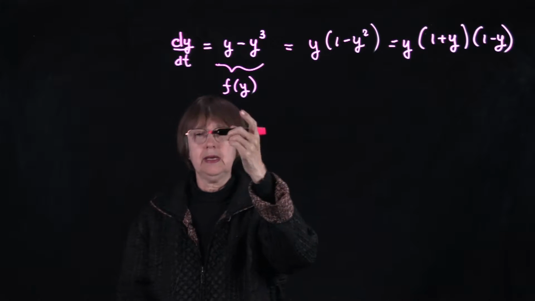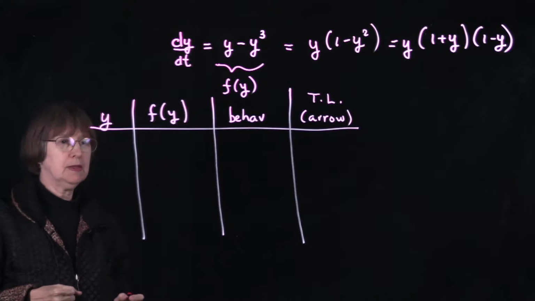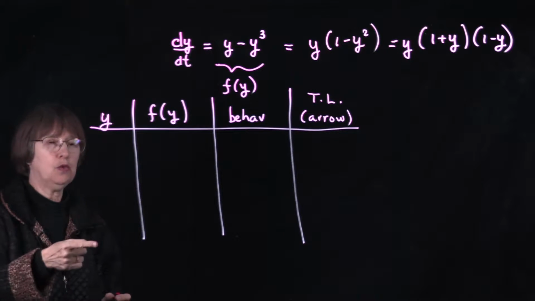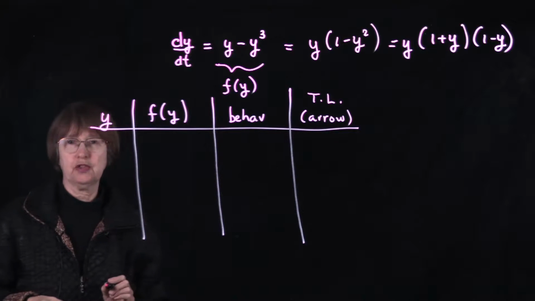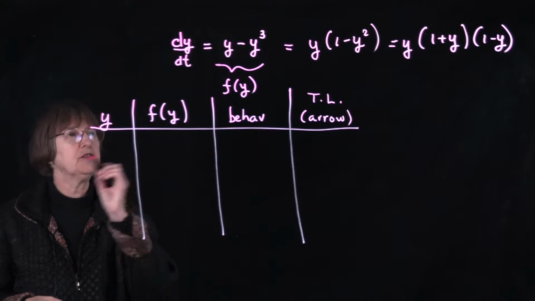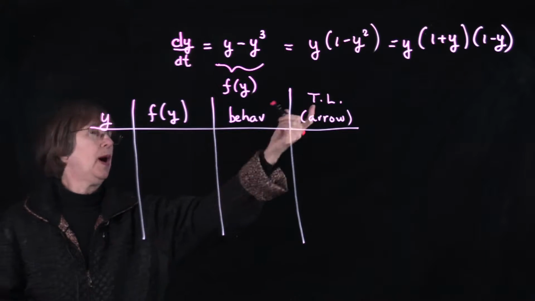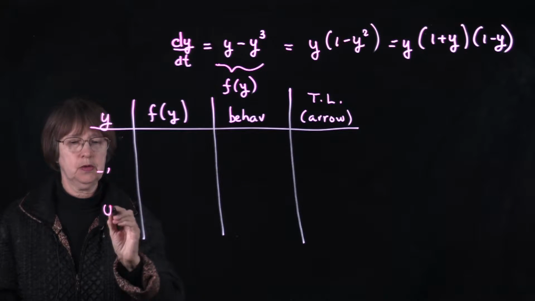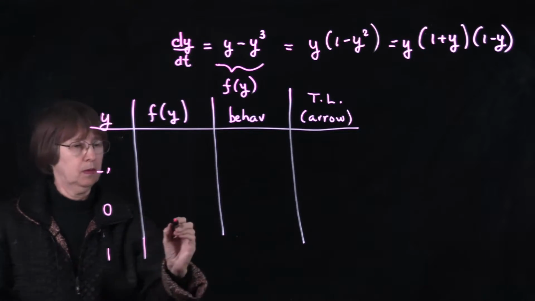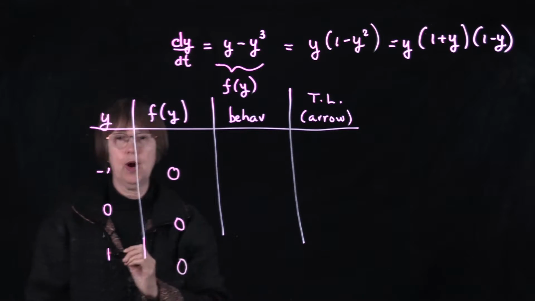This quantity tells us something about the rate at which y changes. In this table we keep track of the value of y and the sign of f of y, which is the expression on the right hand side. Let's first look at a few values that are very easy to compute. f of y will be 0 when y is either minus 1, 0, or 1. So on these three values we can immediately write down that f of y is 0.